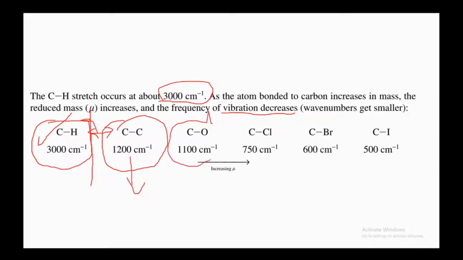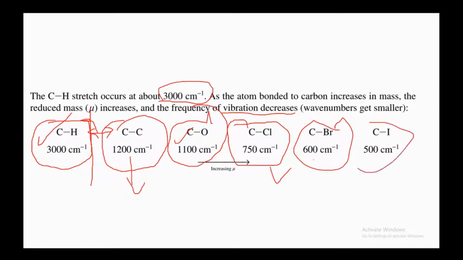If you compare CO with CC, the CO has higher mass, so the frequency will be lower, 1100. CCl will appear at 750 per centimeter because the mass of the carbon-chlorine bond is higher. Similarly, the mass of the carbon-bromine bond is higher than carbon-chlorine, so it appears at an even lower frequency, 600. The mass of the carbon-iodine bond is higher still and it appears at the lowest frequency, 500. So the concept is that if the two atoms have higher mass, the frequency will be lower for them.